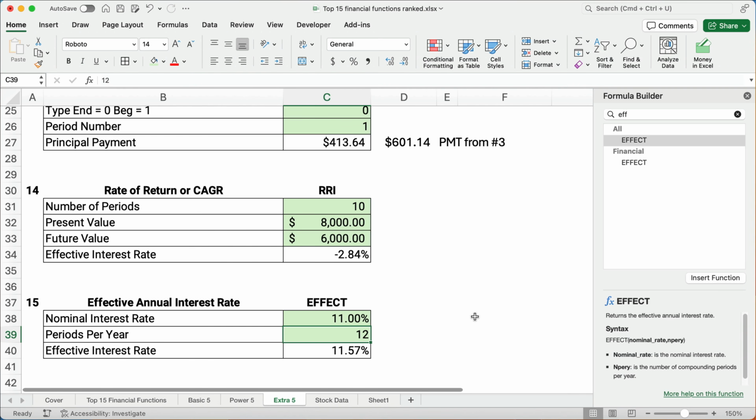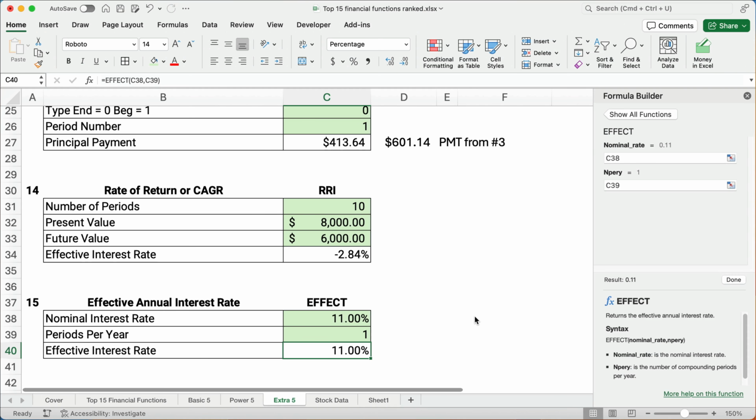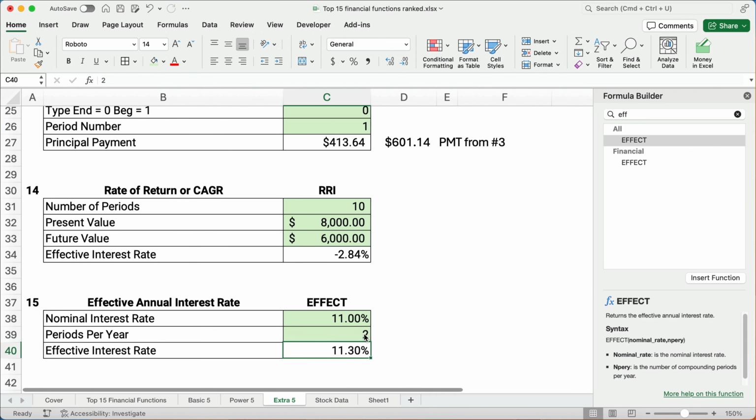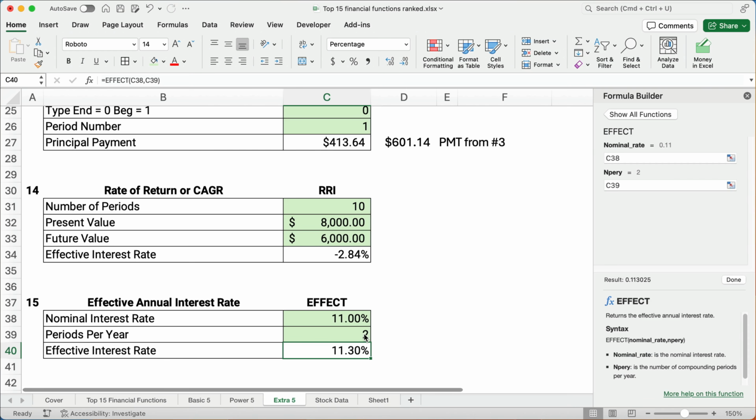Now, if there's only one period per year, then 11% is 11%. If there's 2 periods per year, it's going to be slightly higher at 11.3%. All right, this is how you do all the 15 top functions, financial functions in Excel.